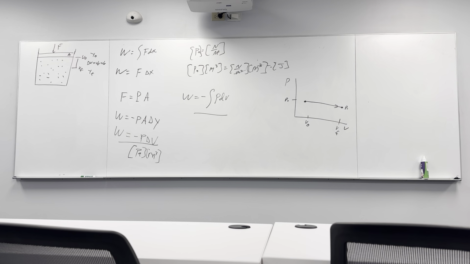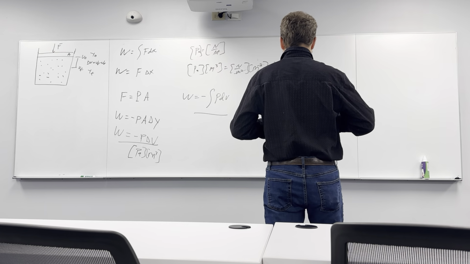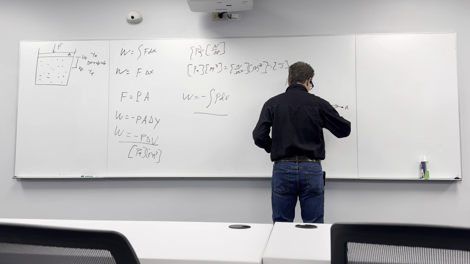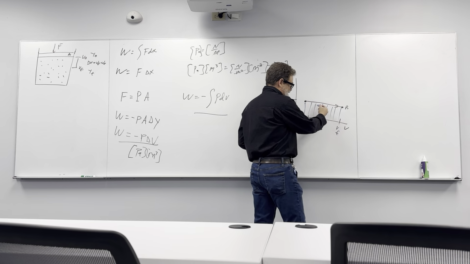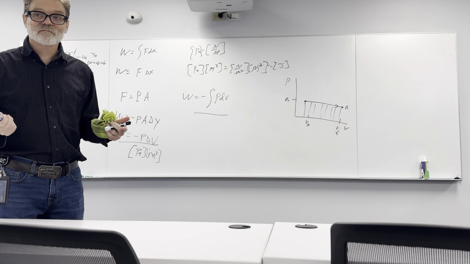It's the integral of P dV, which is what? What's the integral of a graph? The area. Mary saved you guys. Right? It's the area under the curve. So this area here, that is the amount of work done. Right? Does that make sense to you guys? You with me?